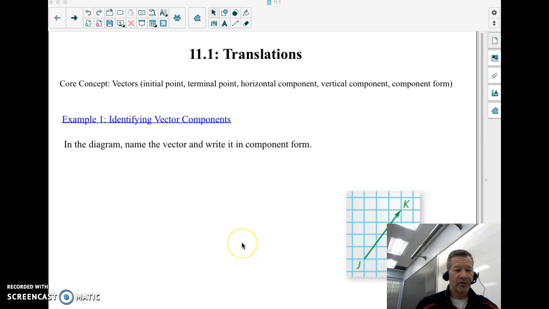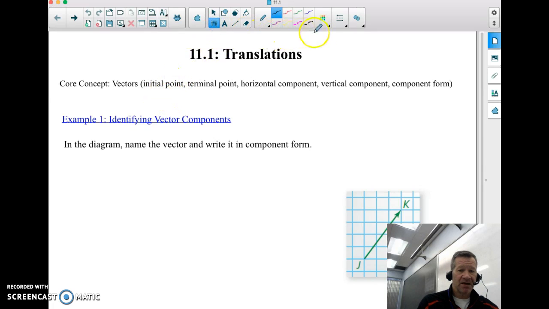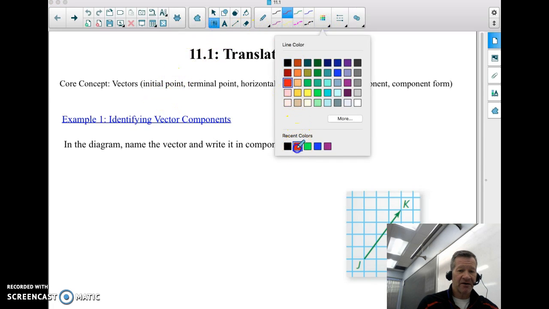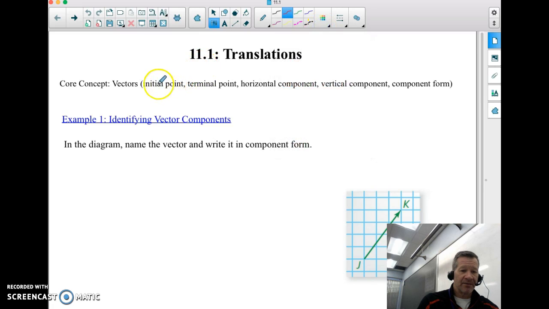All right, in section 11.1, we're going to start out learning about vectors. Here in example 1, how to name a vector and stuff like that. Some of the concepts I'm going to point out as we go over this are listed up on top here. Concepts about vectors, we need to know the initial point.